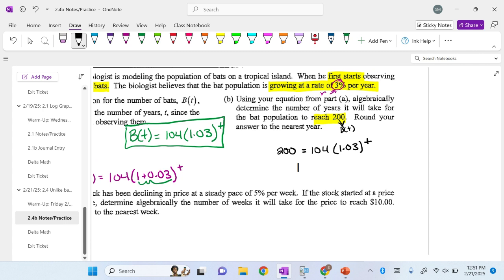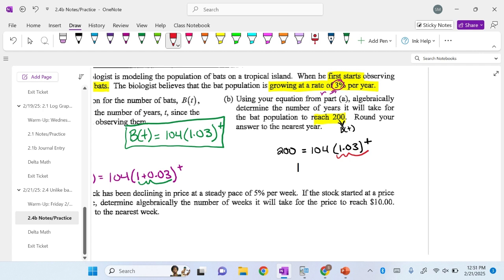So 1.03 is my base. Not 104, sorry, I didn't hear you quite. So 1.03 is my base because that's what's connected to the exponent. Your base is what always is connected to your exponent.